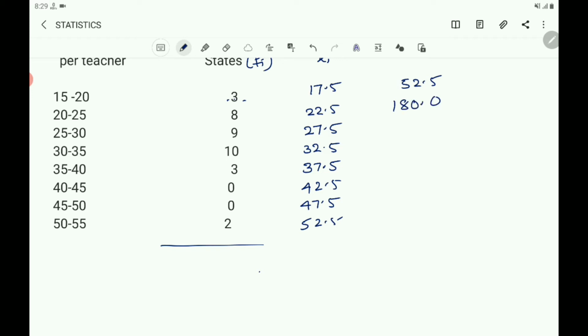Then 9 into 27.5, 275 into 9. 9 5s are 45, 9 7s are 63 plus 4, 67, 9 2s are 18, 18 plus 6, 24. Then it is 247.5.